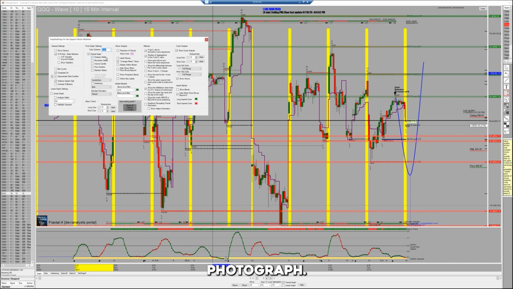Next up, we have the fractal graph. So basically, analysis visible. What does it mean by analysis visible? It shows you the double bottom. So what is the double bottom? In most conditions, it is the first open state below the pivot. Does that make sense?